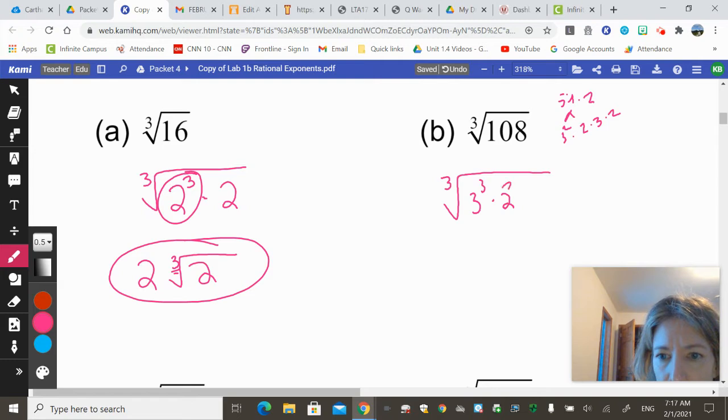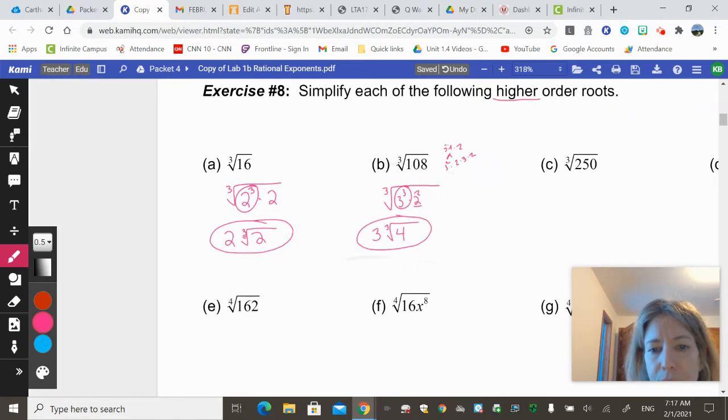So the only thing that can come out is the third power here. So it's going to be 3 and then the cubed root. And I just multiply my 2 squared. I put that back together as a 4. Okay, and this would be my final answer here.